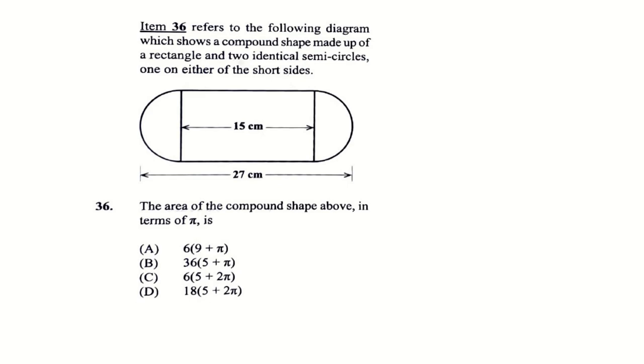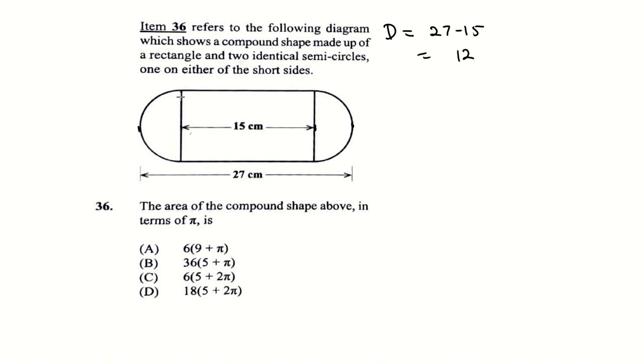Alright, number 36 refers to the following diagram, which shows a compound shape made up of a rectangle and two identical semicircles. So if you were to find the circumference of the two circles, you would find the length of the two semicircles added together. The area of the compound shape is, so we know that your radius for your circle, no, not the radius, what am I saying? The diameter. The diameter of your circle would be the length from here to here and here to here, right? Which is a difference between 27 minus 15, which is 12. So your diameter is 12, right?